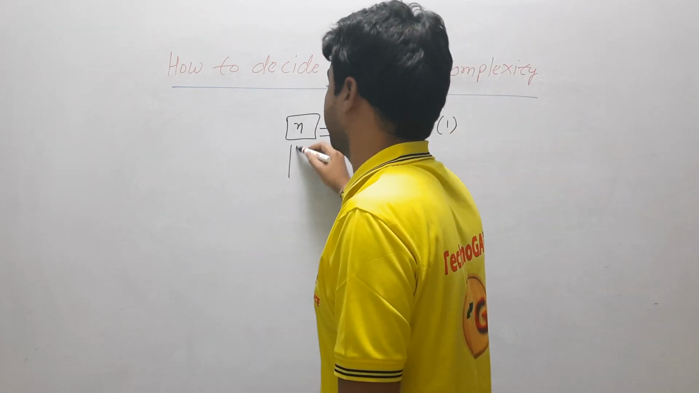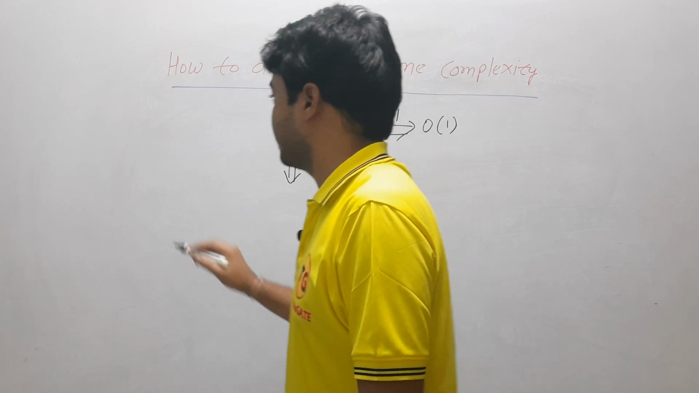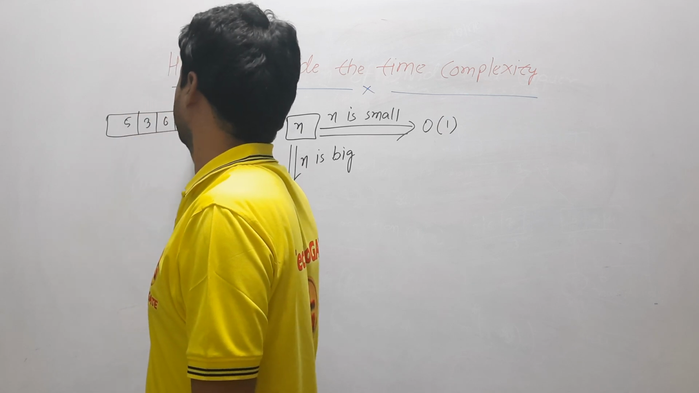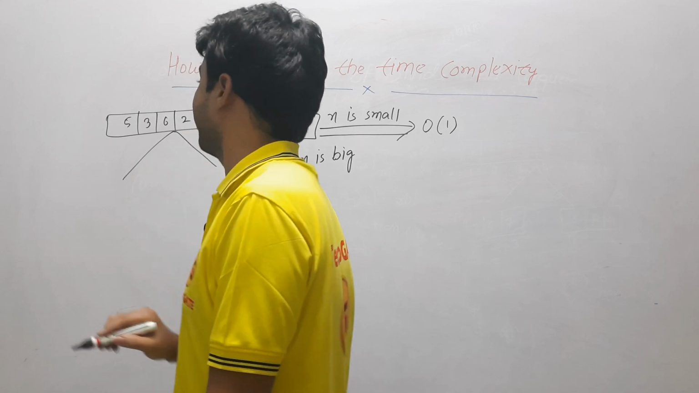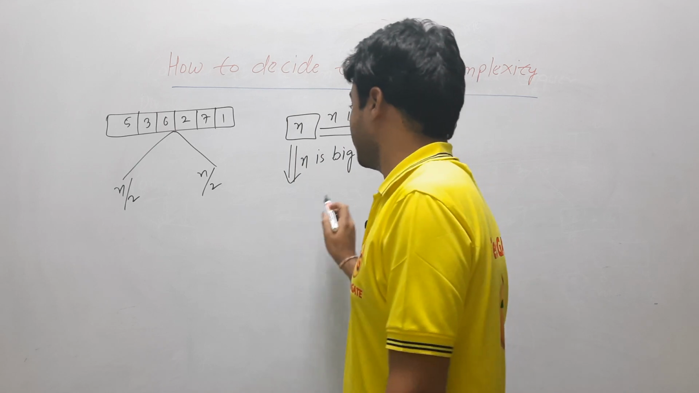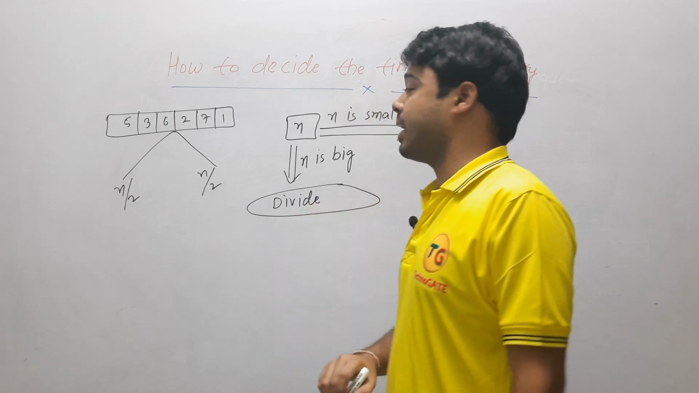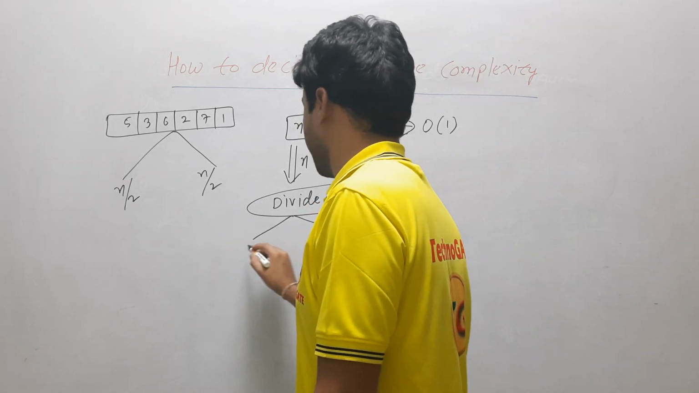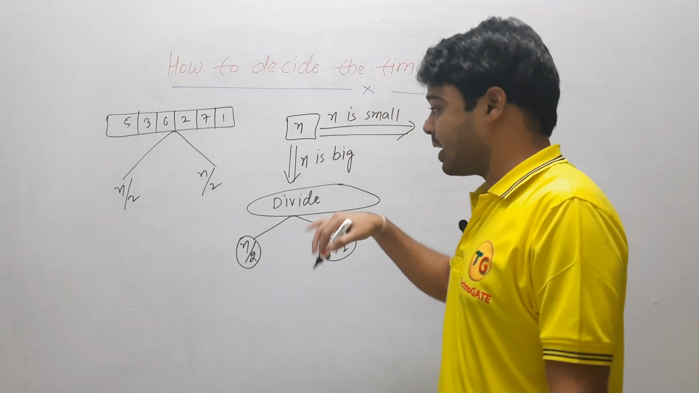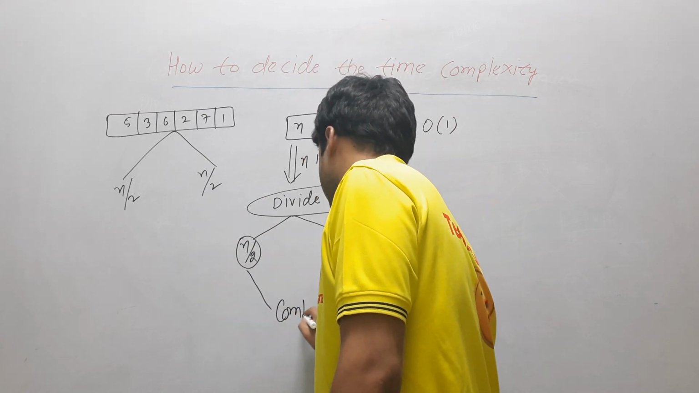If n is big, suppose there are more than one element, like 5, 3, 6, 2, 7 and 1. So divide this array into two parts: n by 2 elements here, n by 2 elements here, every time in two parts. If n is big, divide the array in two parts. After that, every time after recursive division, we combine the subproblems recursively.